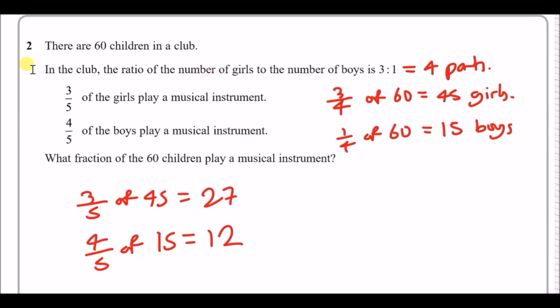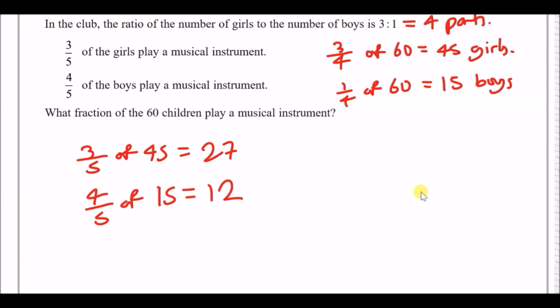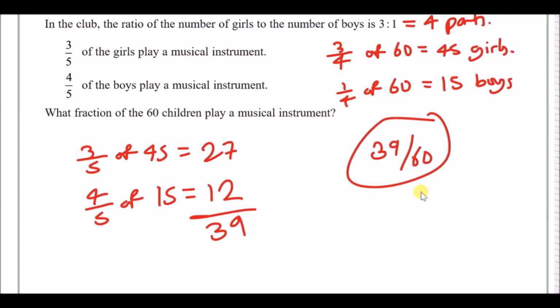Now it tells us to work out what fraction of the 60 children play a musical instrument. First things first, how many play a musical instrument altogether? If you add up these two numbers, you're going to get 39 kids who play a musical instrument. Out of 60, so 39 out of 60 is what they're looking for. You should probably simplify this, and if you do, you're going to get 13 out of 20.